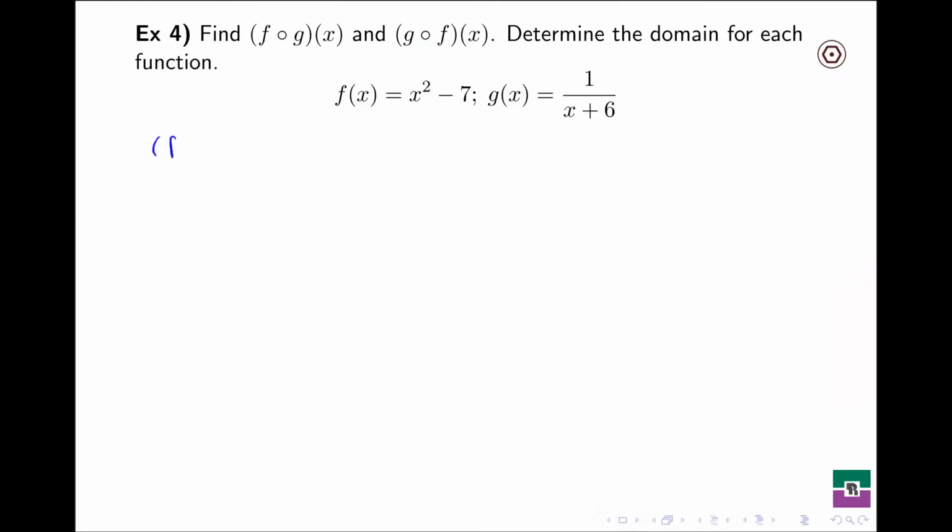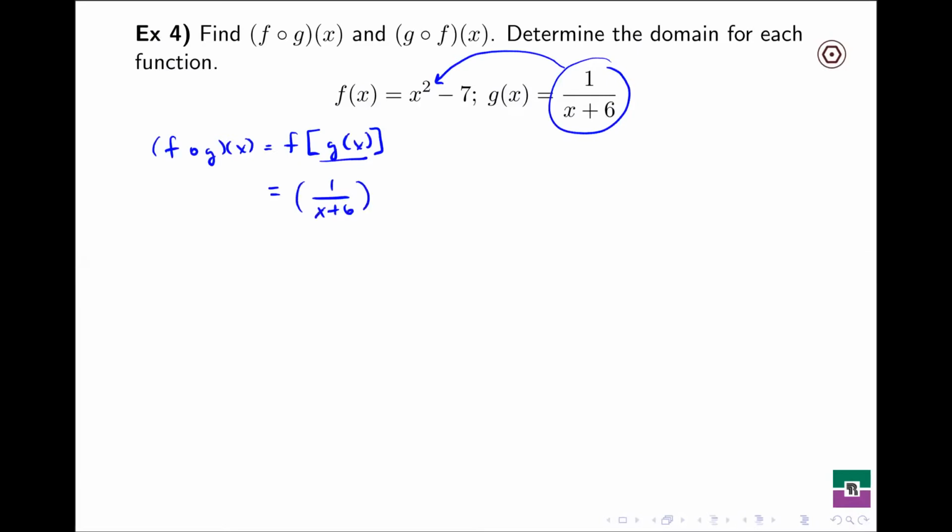F composed with g of x, which is f of g of x, meaning g of x is inside the function f. So we'll take g of x and put it inside the function f. It's going to go in for the x in that function. So 1 over x plus 6 squared minus 7 will be the composition. My math lab might have you simplify that a little bit further, but for the purposes of this video, I'm going to leave it at that and just show you how composition works, that you put one into the other one.